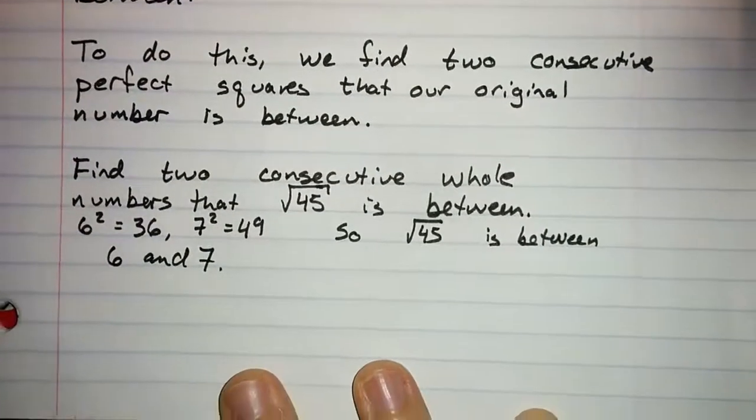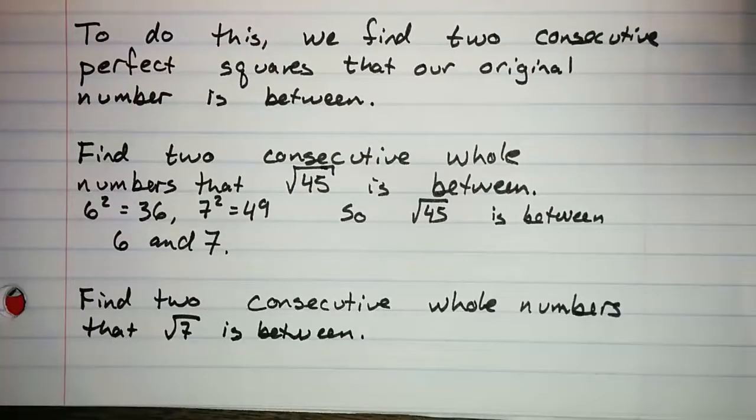I'm going to have you try one of these. Find two consecutive whole numbers that the square root of 7 is between. Pause the video and try this now.